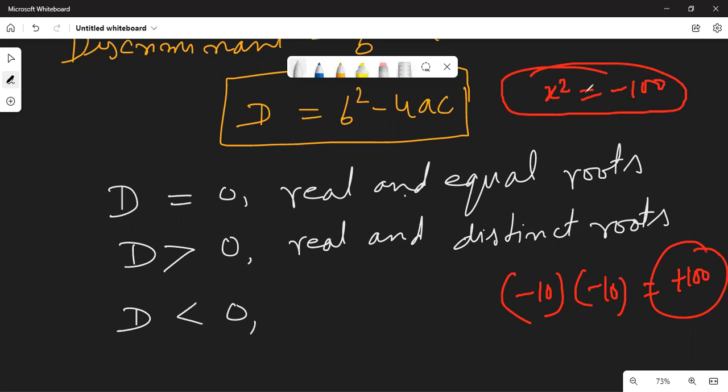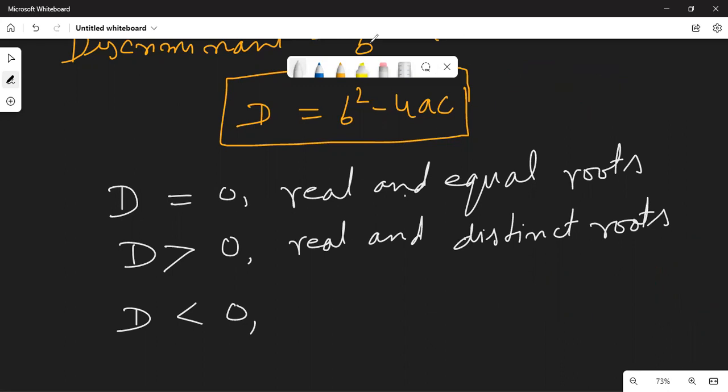Okay, so for that reason, in case number 3, we will have no real roots. No real roots.